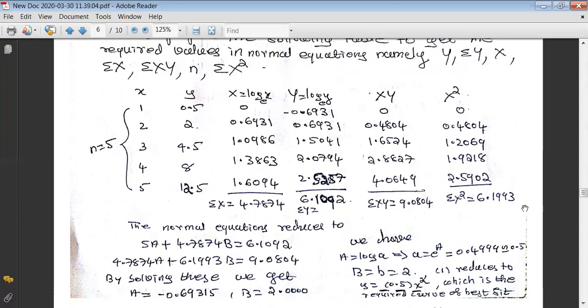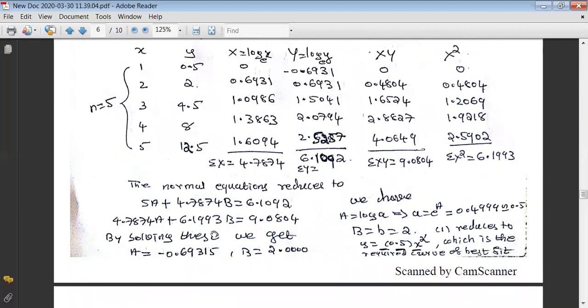By taking these in the normal equations and solving them, we get capital A equal to minus 0.69315 and capital B equal to 2. And these are the values of capital A and capital B. But our actual intention is to get the values of small a and small b, and we have some relation between capital A and small a, and capital B and small b.